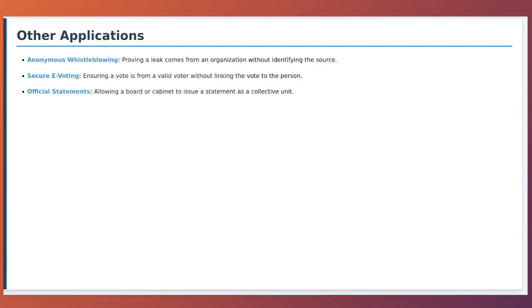Finally, they can be used for issuing official statements with collective responsibility. Imagine a corporate board or a council of judges issuing a sensitive statement. A ring signature allows them to prove the statement came from their group without attributing it to any single individual.